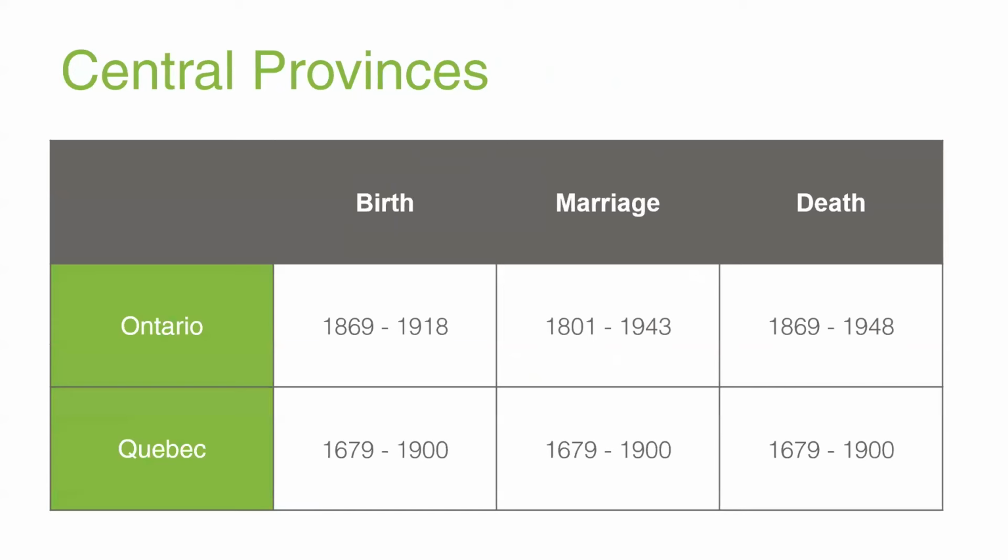The next region we want to talk about is the central provinces, which is Ontario and Quebec. Ontario was very good about keeping records starting in 1869. Shortly after Confederation, they finally started cracking down on their province to get records created and preserved. They have a really good systematic approach and a lot of standardized forms very early on in that 1860s time period. However, before then, they do have some marriages starting in 1801.